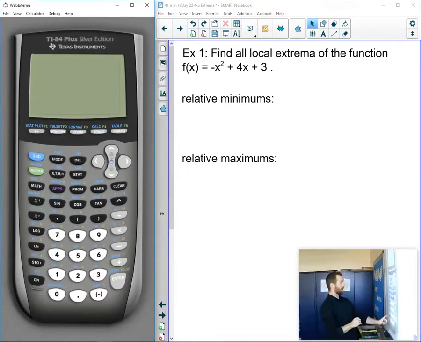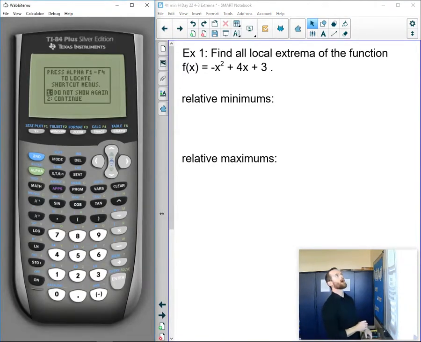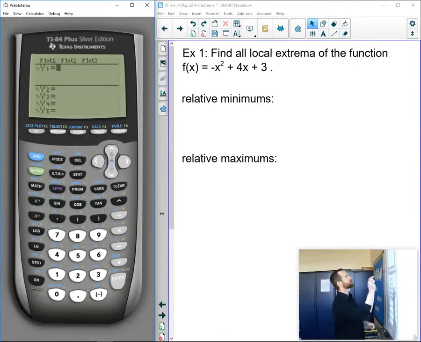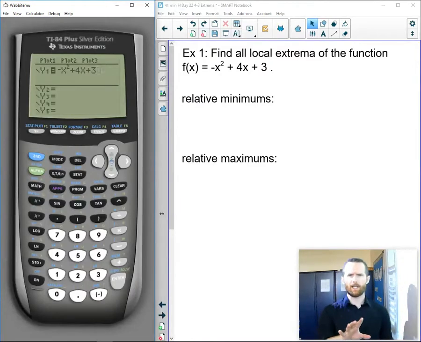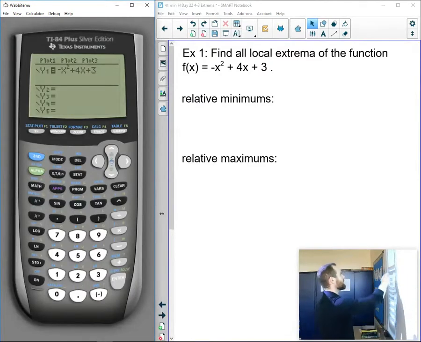I'm going to turn my calculator back on if it'll respond. There we go. Now we'll go to y equals to graph it. Clear out that old function. So it's negative x squared plus 4x plus 3. I'm going to double check I typed that correctly. Negative x squared plus 4x plus 3. Good. And now we get graph.